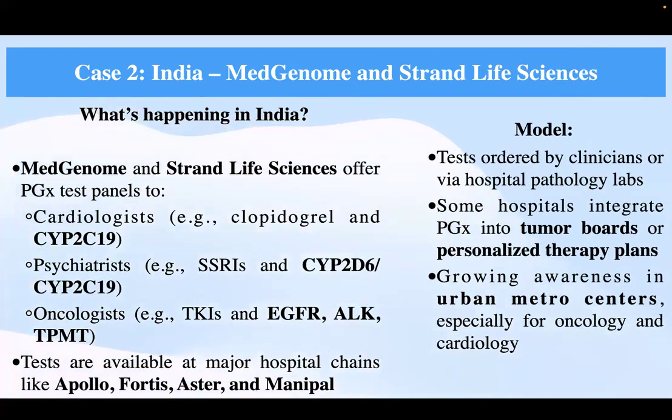What is the model? The tests are ordered by clinicians or by hospital pathology labs. Some hospitals integrate pharmacogenomics into tumor boards or personalized therapy plans, and there is growing awareness in the urban metro centers, especially for oncology and cardiology. So this is where India exactly stands. Okay, we are working, but we are still in the pipeline to make this real.